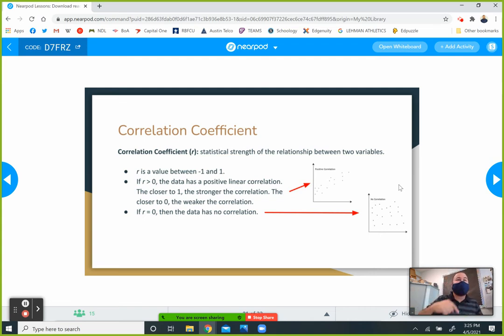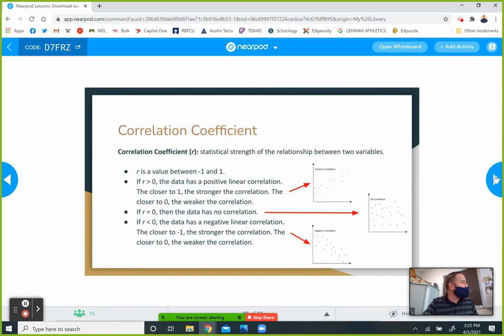But the opposite happens if R is negative. What do you think is going to happen to the scatter plot if R is negative? Instead of going up, it's going to be going down. And look what this scatter plot looks like if R is negative. I know for you guys in class, it might be a little hard to see. But the scatter plot is going down. But the closer to -1, the stronger that it gets. So still, if it's closer to 0, the weaker it gets.